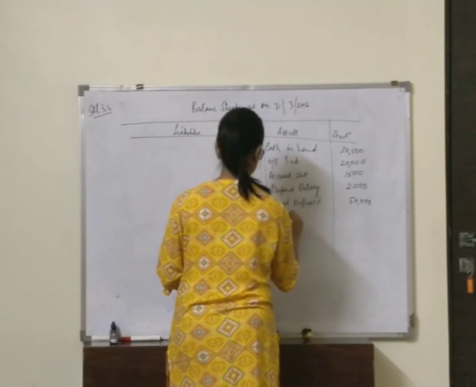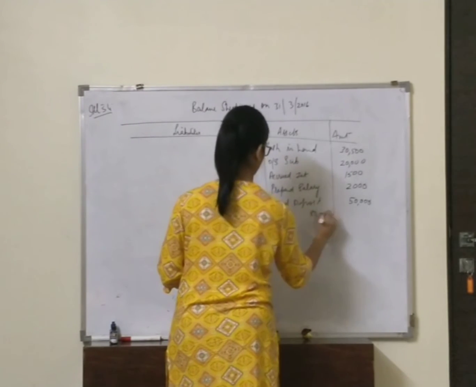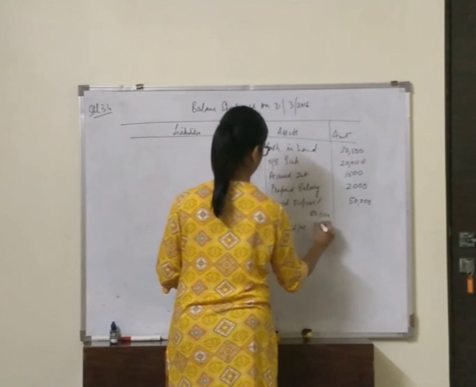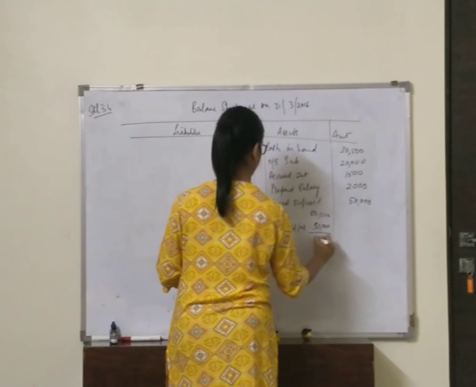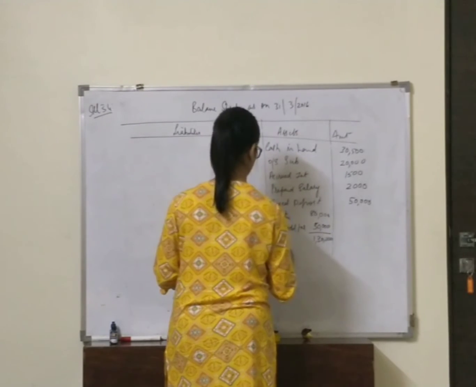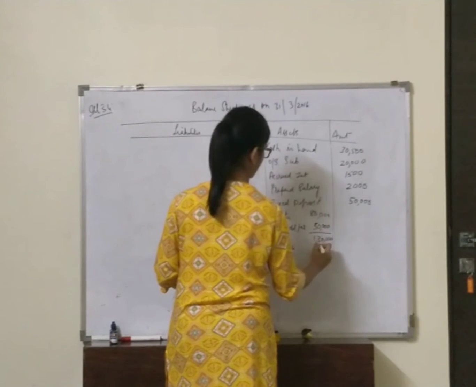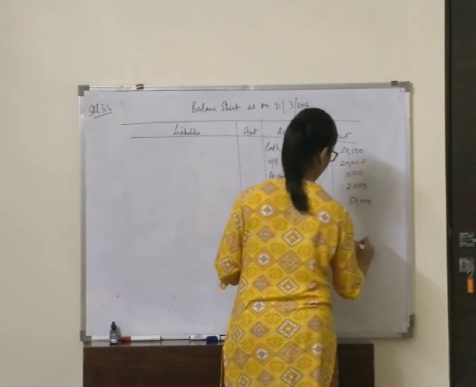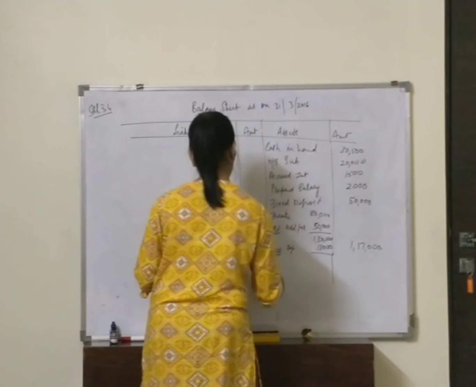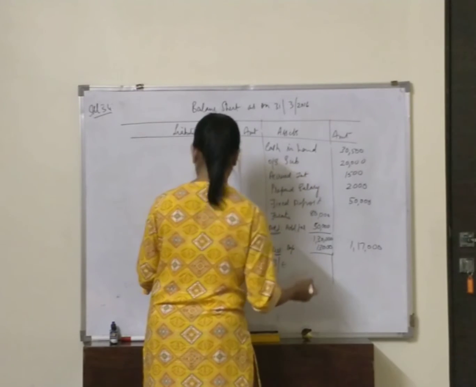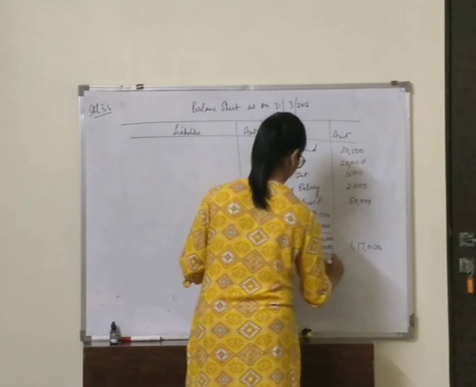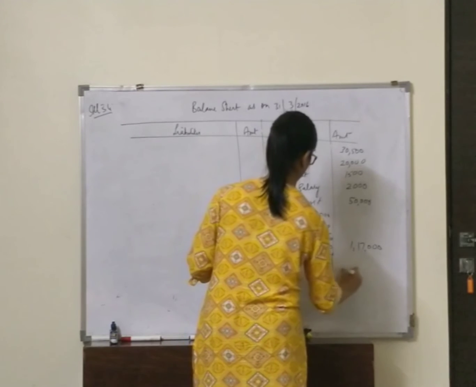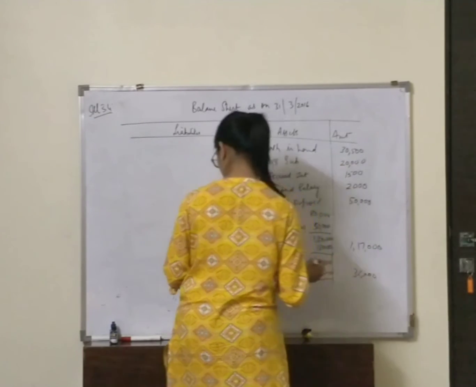Then we have furniture 80,000. Add additional purchase 50,000. We get 1,30,000. Then deduct depreciation. How much is our depreciation? 13,000. So what's the furniture amount we get? 1,17,000. Then last we have sports equipment 40,000. Less depreciation 4,000. We get 36,000.